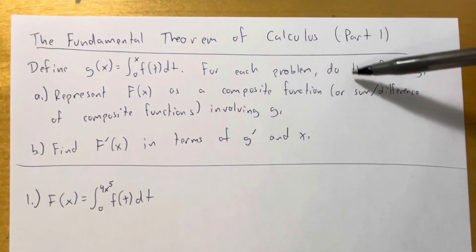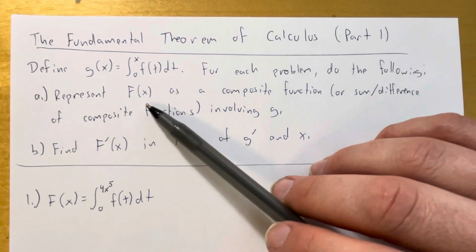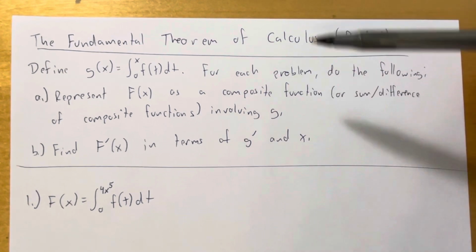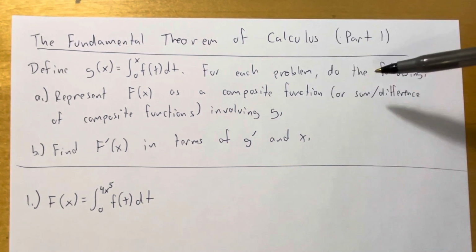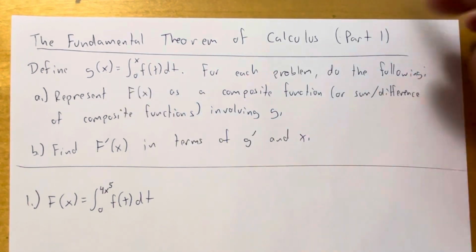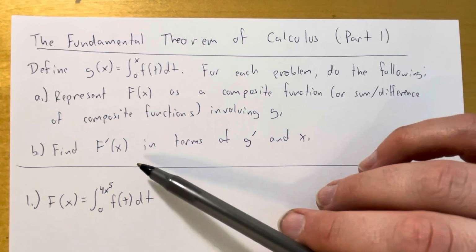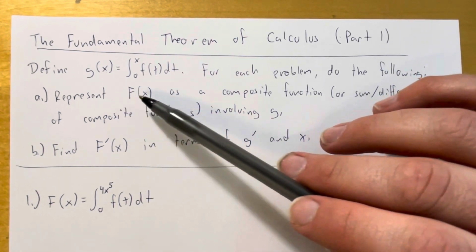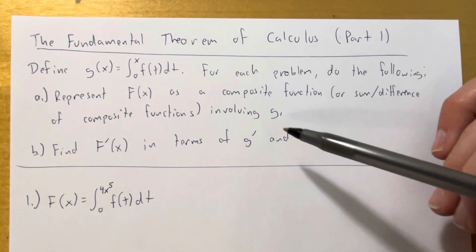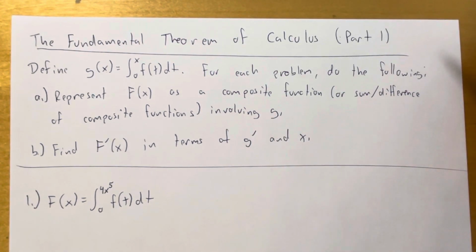And then for each problem, we're going to do two things. There's an a and a b. So the first thing we're going to do is represent capital F of x, which will be defined in the problem, as a composite function or a sum or difference of composite functions involving this g right here. So that's part A. Part B, we're going to take the derivative of that function F, so F prime, in terms of g prime and x. It's this second part where we're applying the fundamental theorem of calculus.